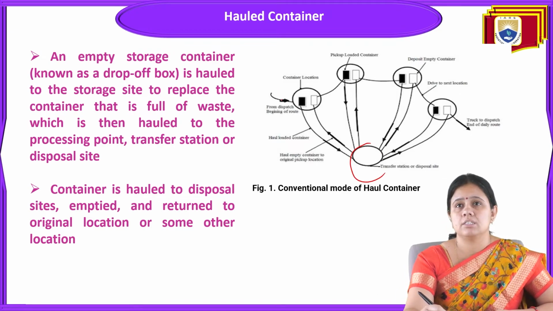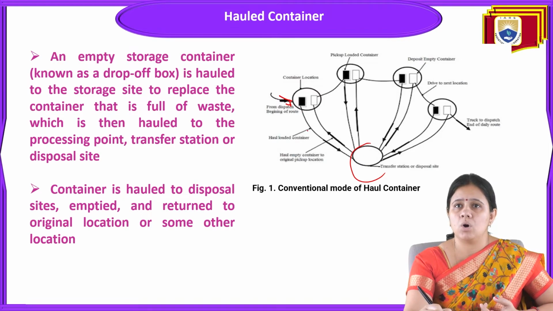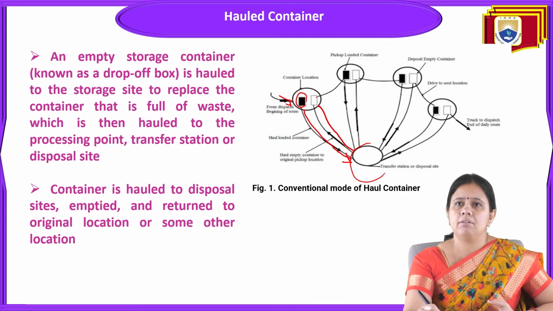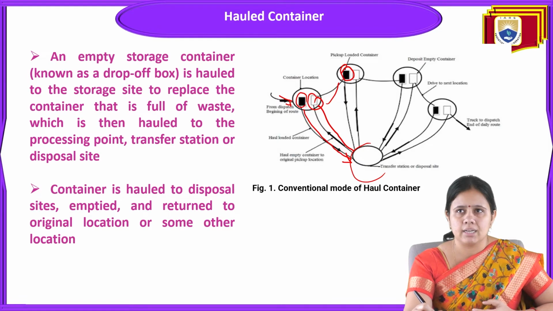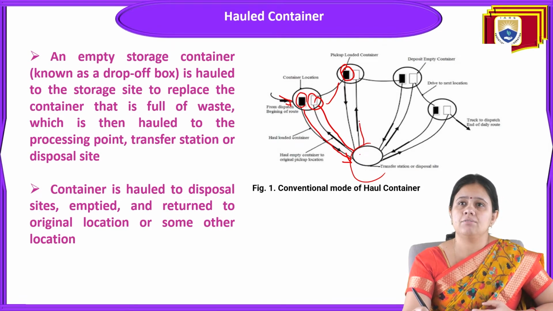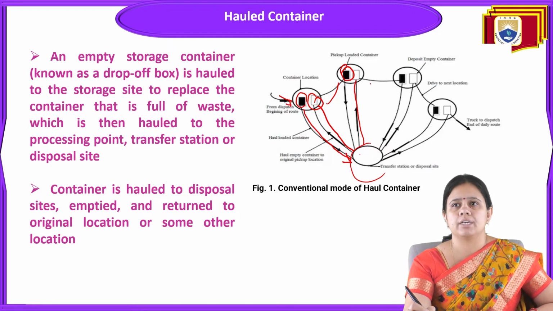First is the starting point. From the disposal site the route begins. They haul the loaded container, take that loaded container and come to the transfer station, and from that place they will go to this location again and put an empty container. From there they will go to the next point. Here also they will pick up a loaded container, come to the transfer station, and again the vehicle will go and put an empty container.